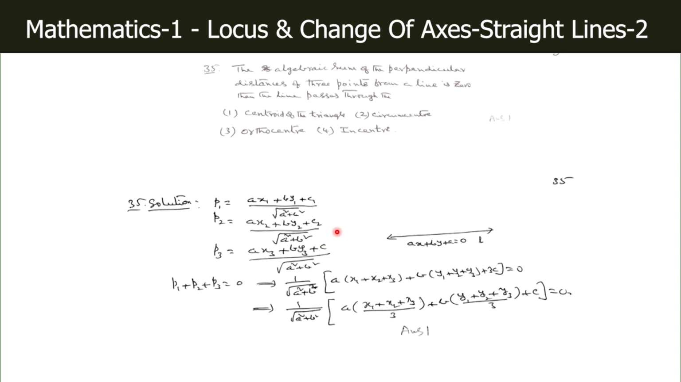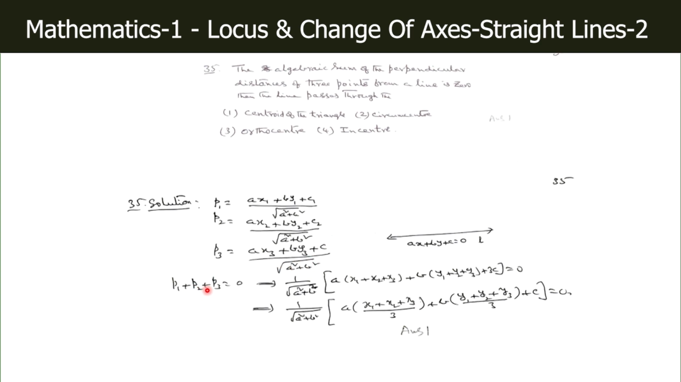So, here suppose P1 is the distance of x1, y1 from the line ax plus by plus c equal to 0. So, P1 is equal to a x1 plus b y1 plus c by root over a square plus b square. Similarly, P2 is equal to a x2 plus b y2 plus c by root over a square plus b square, and P3 is equal to a x3 plus b y3 plus c by root over a square plus b square.